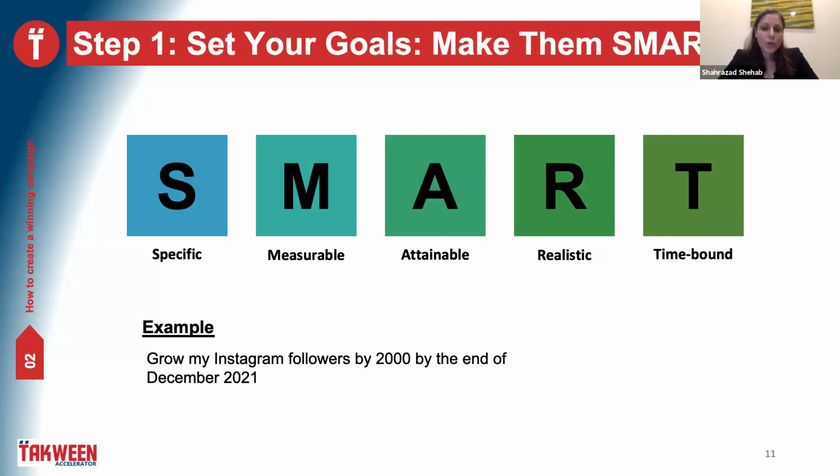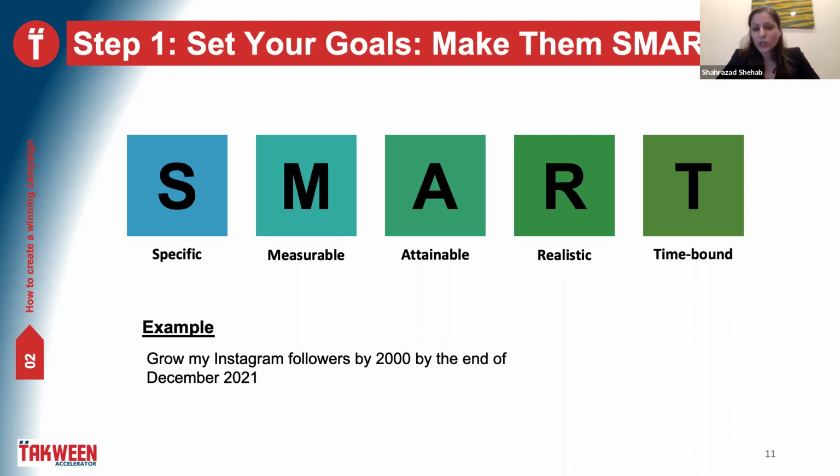Your first step to a winning Instagram campaign or strategy is to set your goals. Setting goals is very important for any strategy, and for your goals to be effective, they must be smart. And when we say smart, we mean specific, measurable, attainable, realistic, and time-bound. Now, specific means that you should be clear and specific so your goals are easier to achieve. Measurable goals can be tracked, allowing you to see your progress.